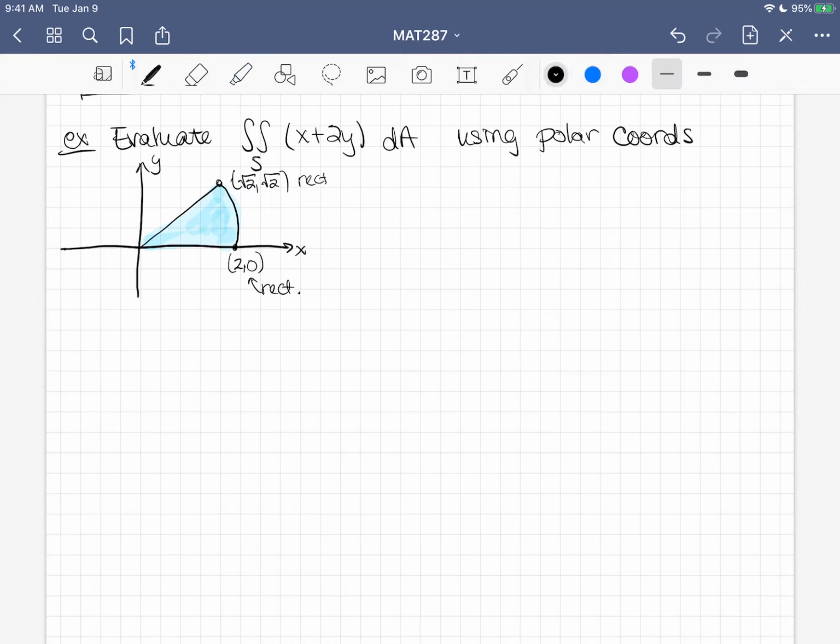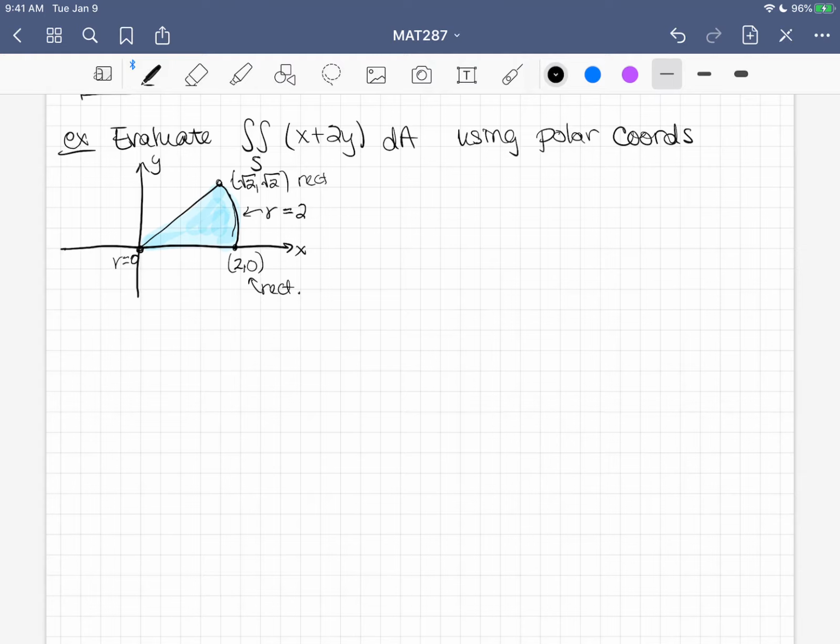And you can see that this is a little bit of a mess to try to deal with in rectangular coordinates. So this is why we want to use polar coordinates. This arc here has r value 2. So I'm just going to tell you that the arc has the equation r equals 2. And down here, we're at r equals 0.